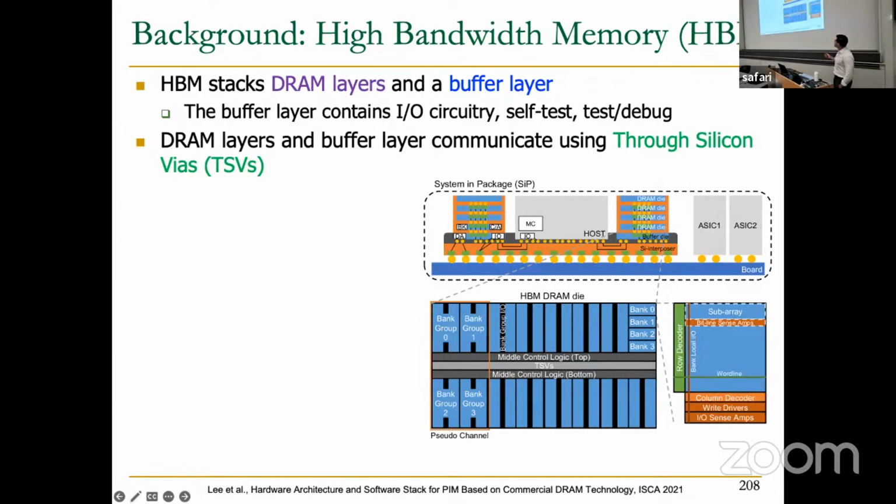So to connect the different DRAM layers to the buffer layer, they use a technology called through-silicon vias or TSVs. And this is a picture of what you have. So this is the SoC, the system in package. And here we have the HBM chips. These circle things are the TSV connections. And this is the substrate, and the connection between the host and the DRAM chip is done with something called micro bumps.